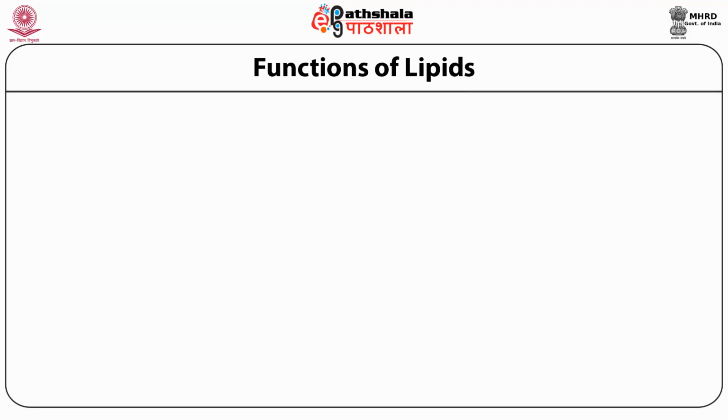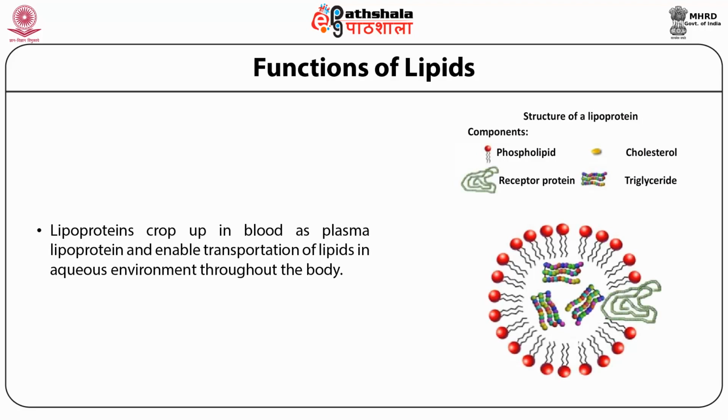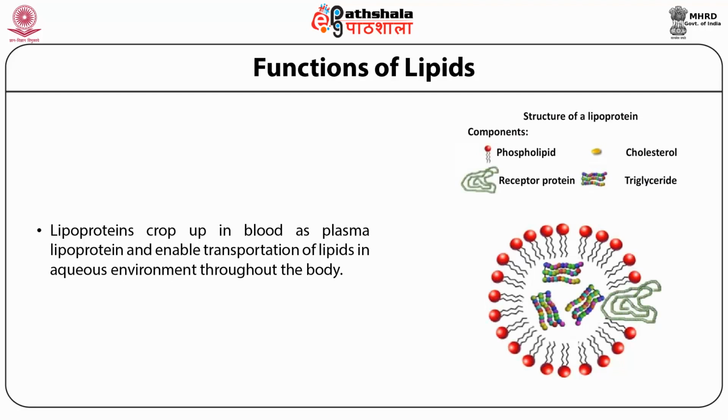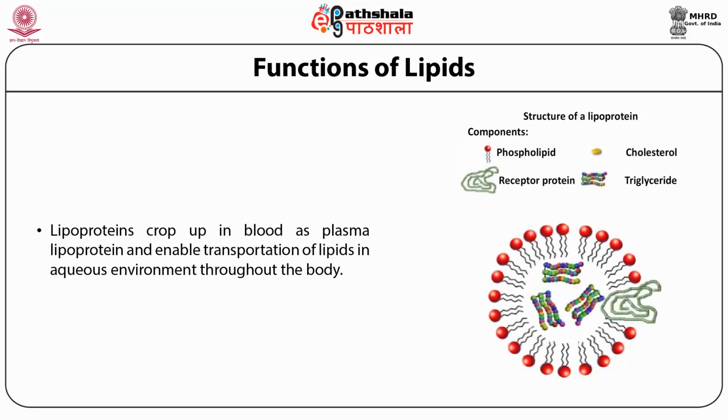If we look at the structure of lipoproteins, it has a phospholipid, cholesterol, receptor protein, and triglycerides. The lipoprotein complex appears in blood as plasma lipoprotein. Actually, they are a combination of proteins along with the lipids and help in the transportation of lipids in the aqueous environment throughout the body of the organism.